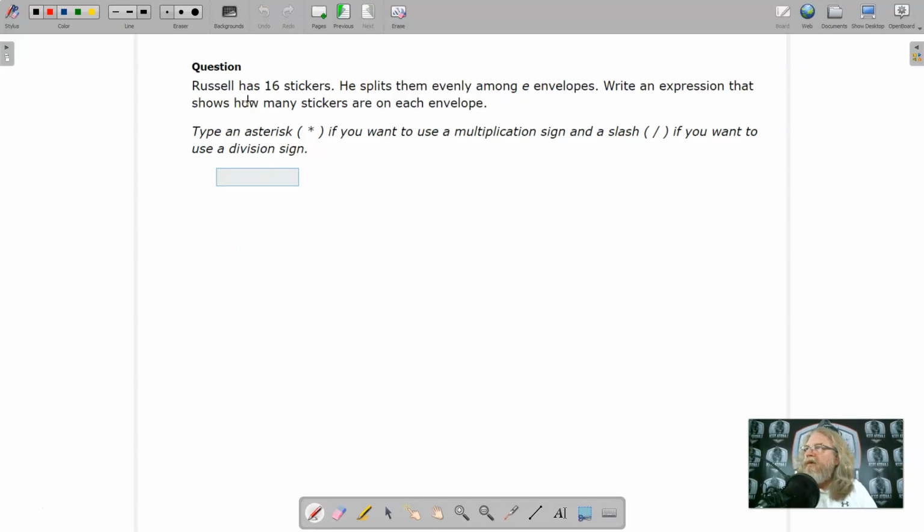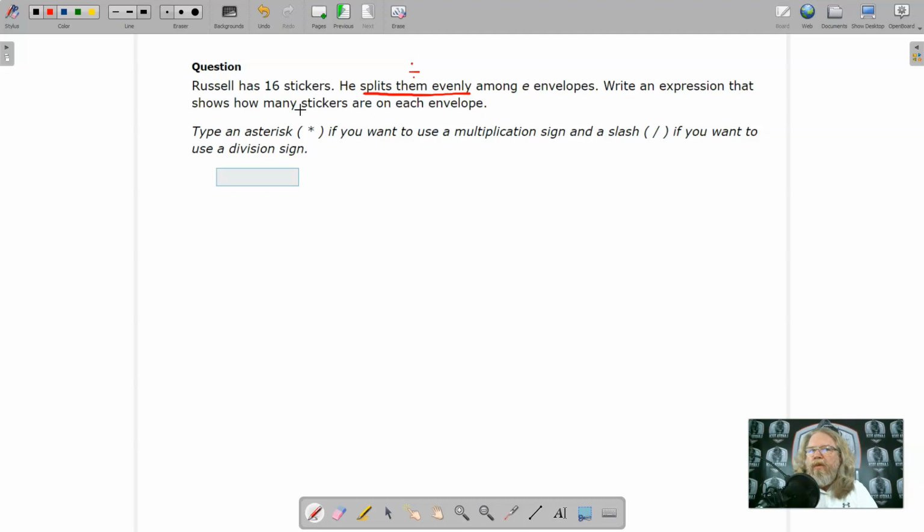Final question. Russell has 16 stickers. He splits them evenly. We're dealing with division. We're going to break something apart into even groups. He splits them evenly among E envelopes. Write an expression that shows how many stickers are in each envelope.